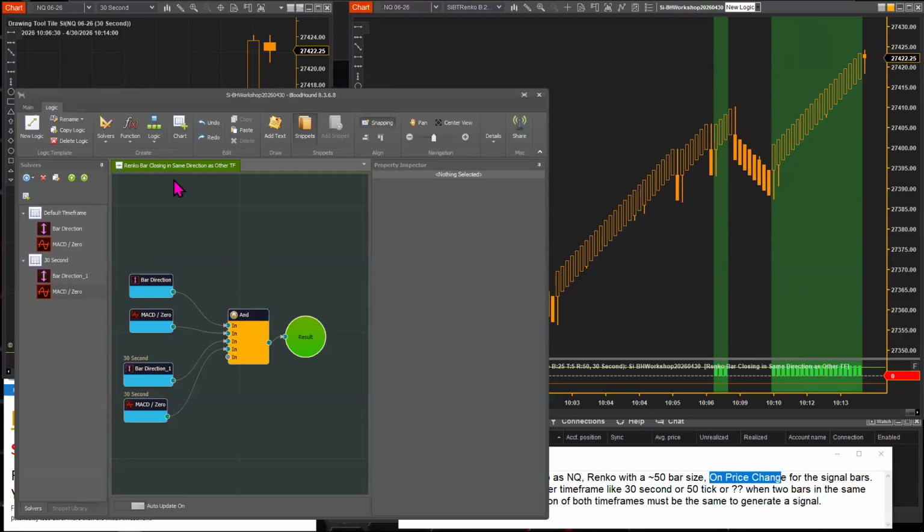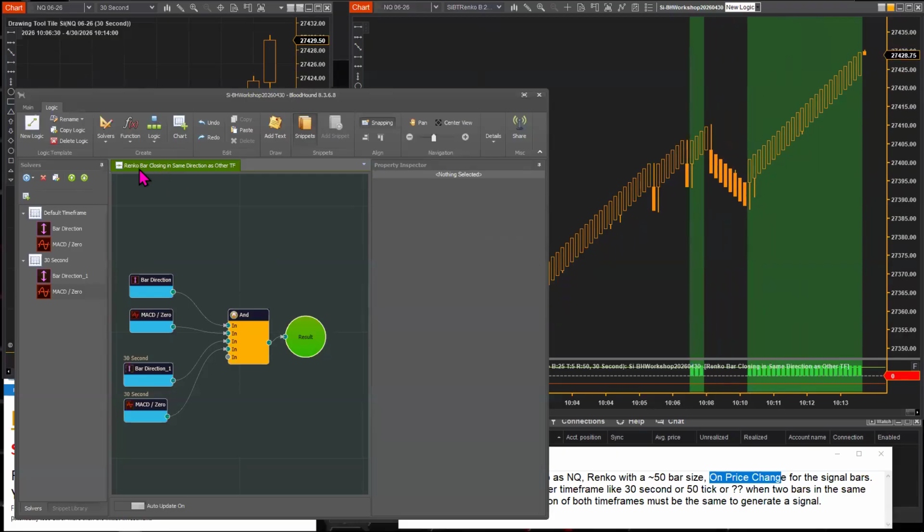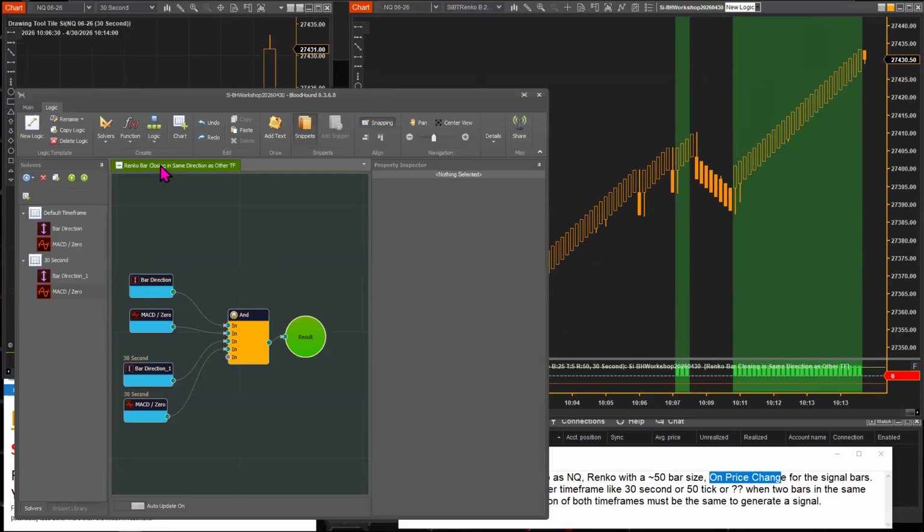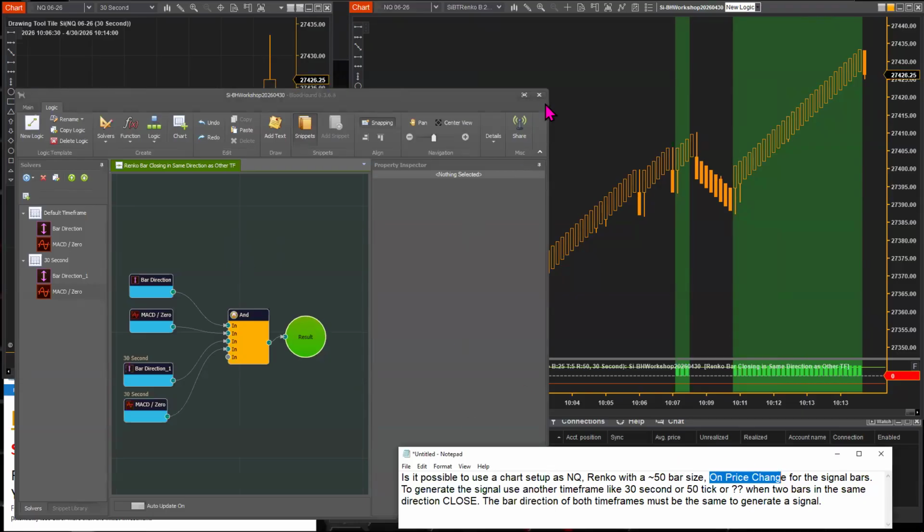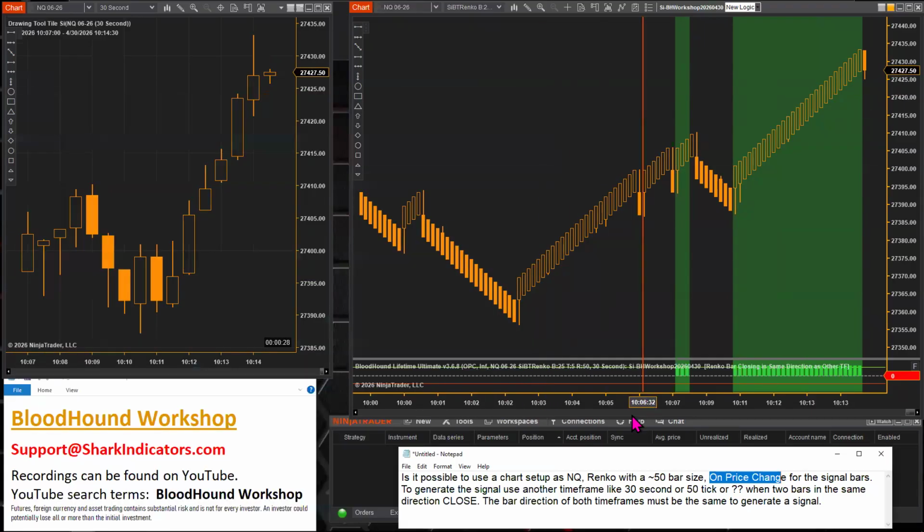All right, so there we go. So this is Renko, a Renko bar closing in the same direction as another time frame. Well, looks like Randy doesn't have any follow-up questions, so let's move on to the next question here.